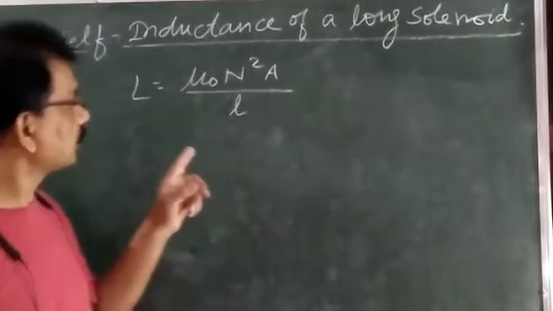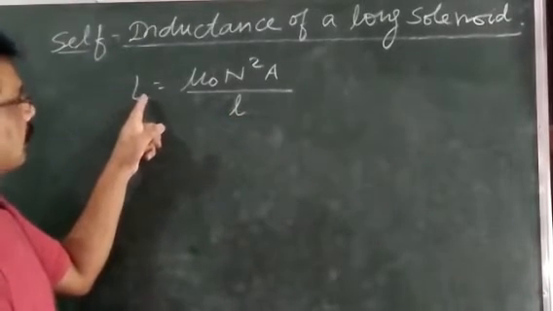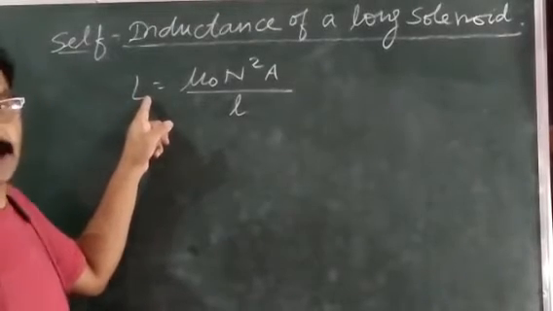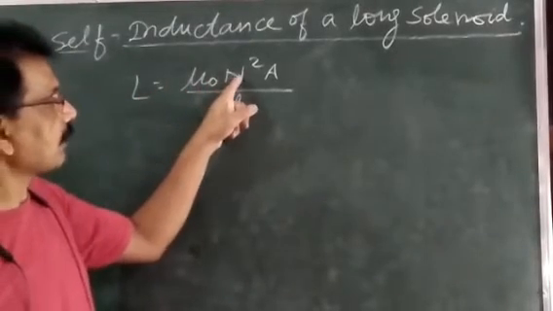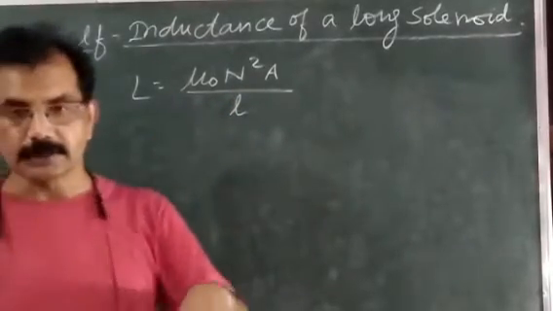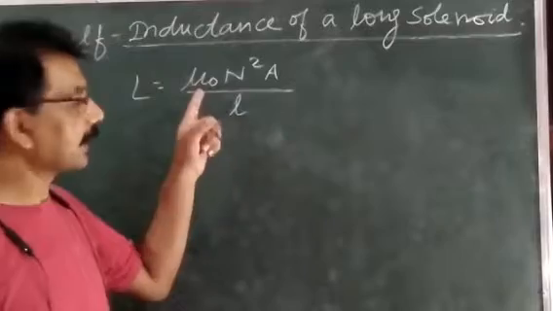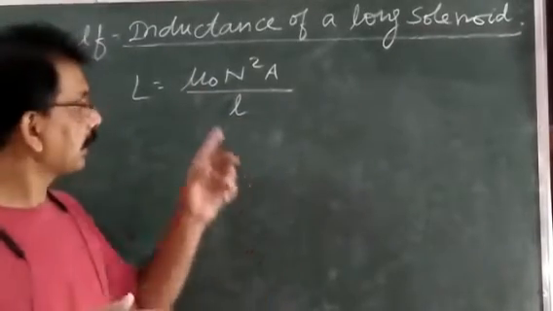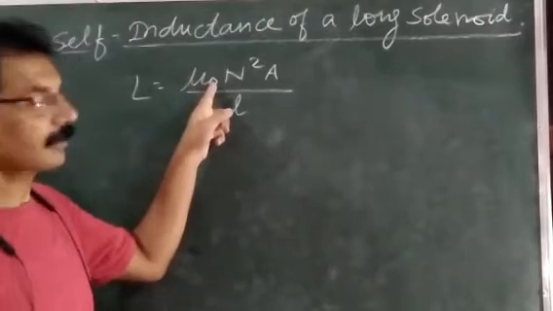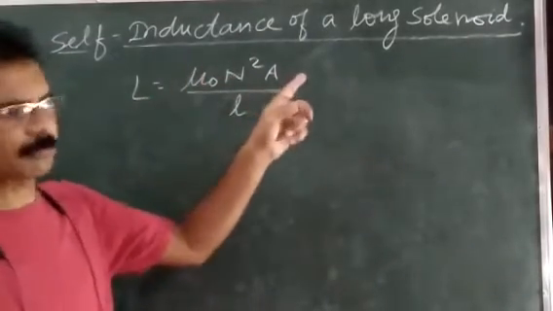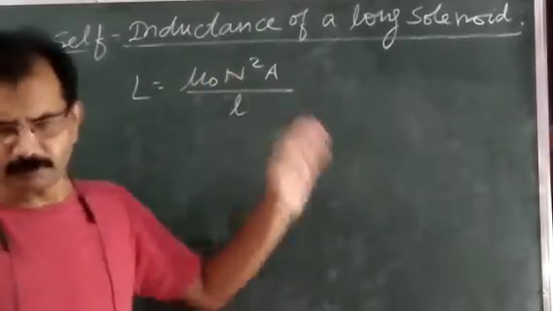Then the coefficient of self-inductance of that long air solenoid is given by mu naught n square A by L. Be careful about this one. Here in the core of the solenoid, air is present, no other medium. Air, so here I am taking mu naught. In this way you can directly find the self-inductance of a long solenoid. You only need to learn the formula.